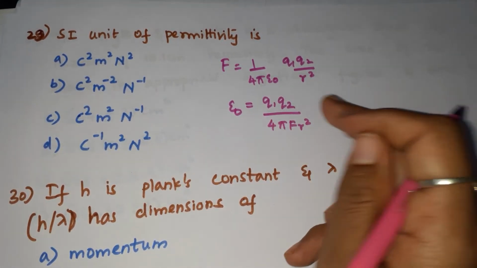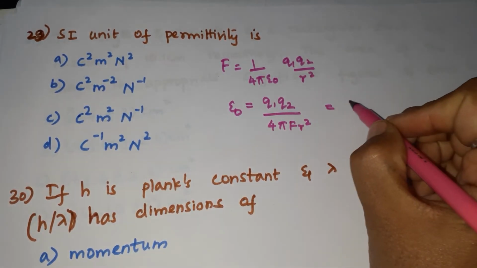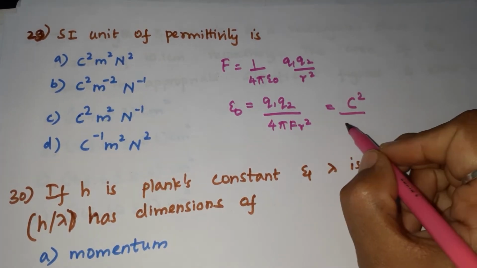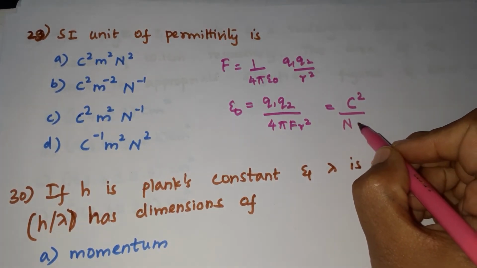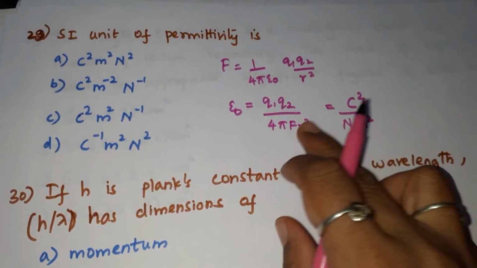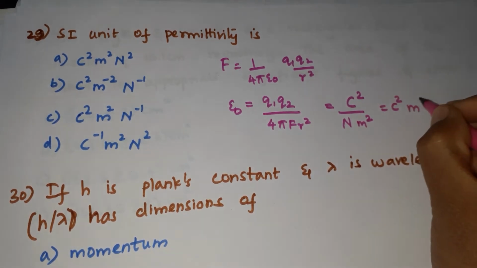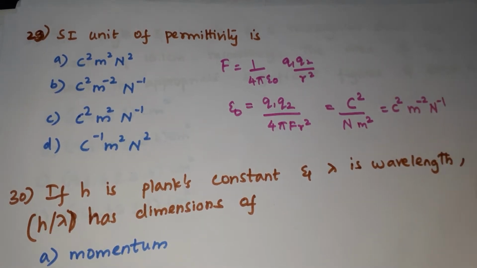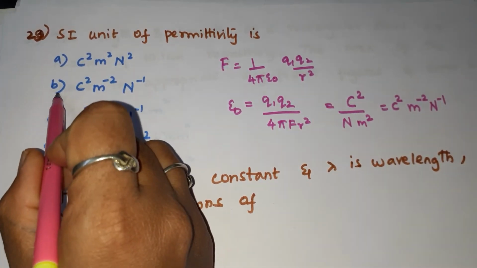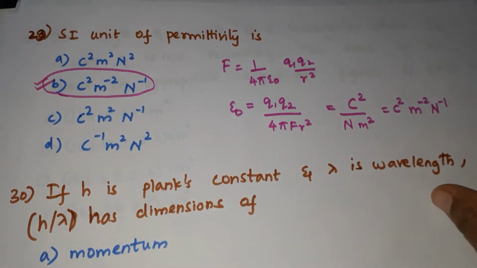which can be written as Q1 Q2, that is charges. Both are charges. So for one charge it is Coulomb, for two charges it is Coulomb square. Force is Newton, R is radius in meter, so Newton meter square. So we can take this as Coulomb square meter inverse 2 Newton inverse 1. Please check the answers friends. Yeah, B option is correct for the 29th question.